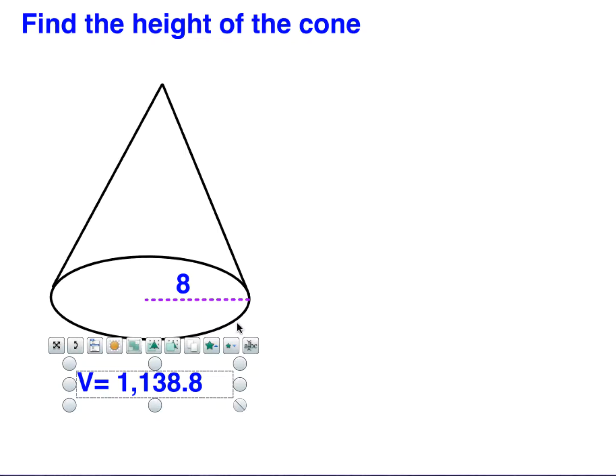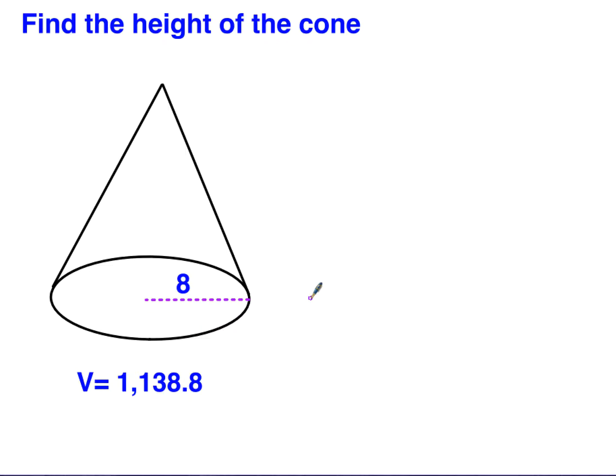So the volume of this particular cone is 1,138.8, and I'm given a radius. So I can make some substitutions into my formula. I hate it when it does this. Okay, sorry guys. So my volume is 1,138.8. Okay, so I know that I have 1,138.8.